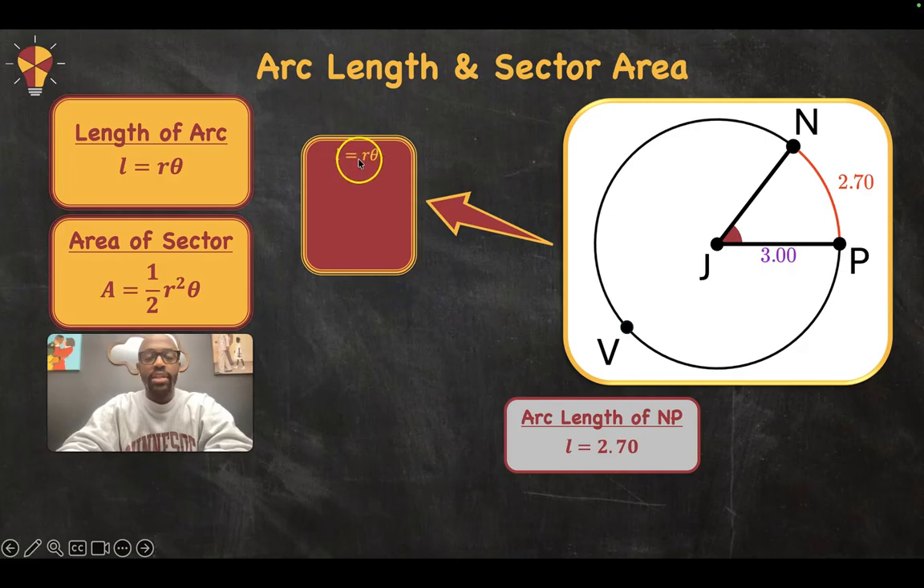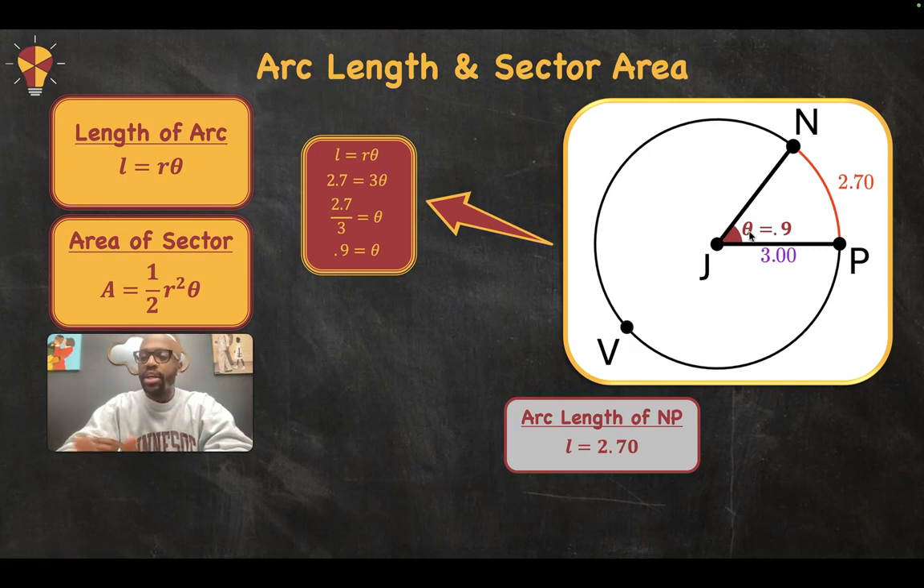The arc length is equal to the radius times theta. I don't know what theta is, but I know what the radius is, and I know what the arc length is. So that's enough information to divide by 3 on both sides, and we will get the angle measurement, which is 0.9 radians. So while the angle is 0.9 radians, it's not in the form of pi.